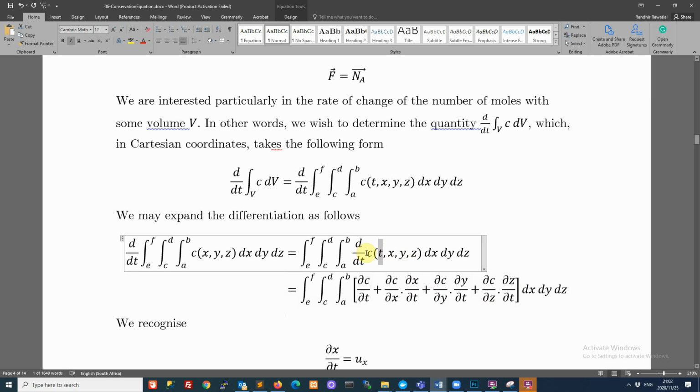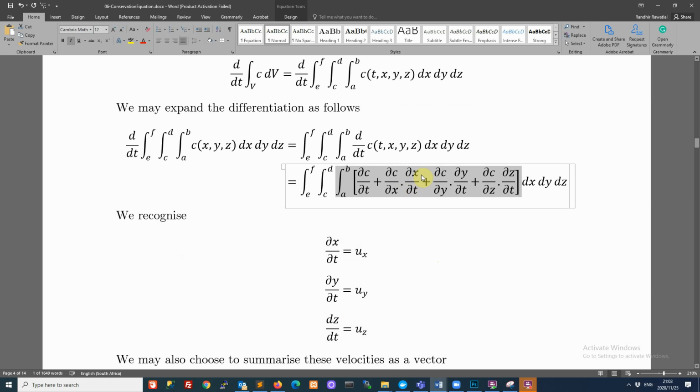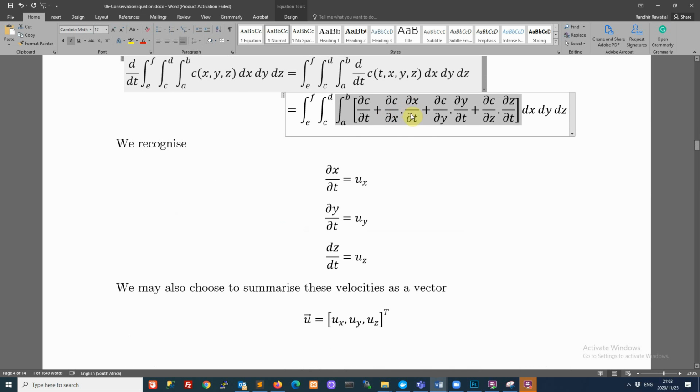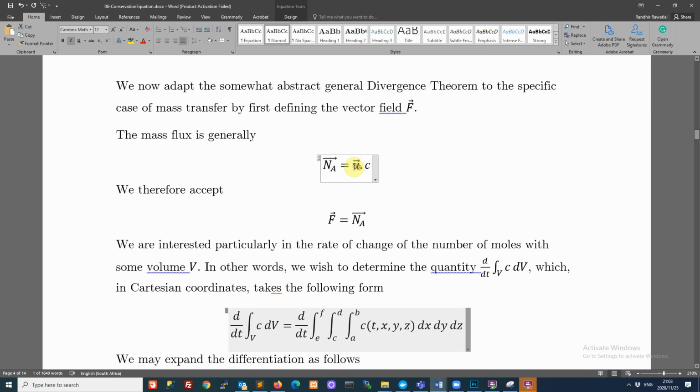Right, so we can expand on this differentiation in time like so. And if we think about the meaning here, dx/dt, dy/dt, dz/dt, so of course the rate of change of distance in time, that's nothing but a velocity. So we know that our fluid is possibly in motion, and so these are velocities. So dx/dt, and so we recognize the vector u as we defined up here.